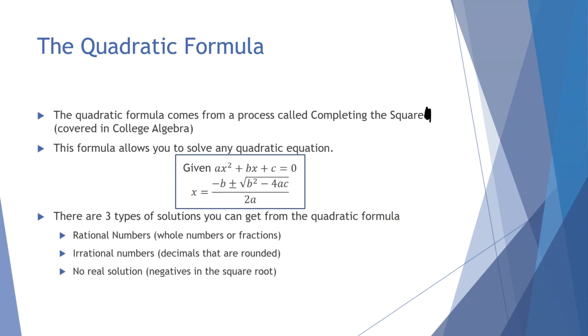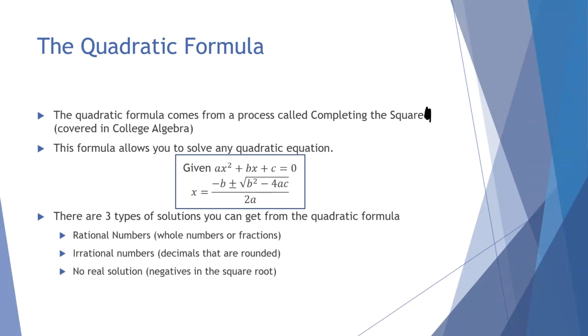So the formula is in the box, and this allows you to solve any quadratic equation as long as it's set equal to 0. So everything needs to be on one side. You just have to identify your coefficients and then plug them into the formula and then follow the order of operations. There are three different types of solutions you can get.